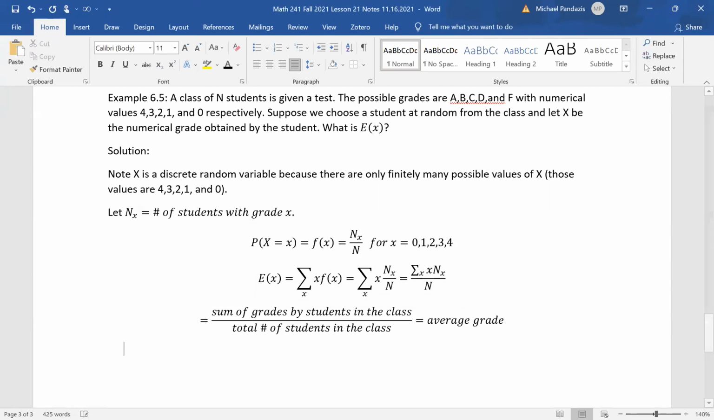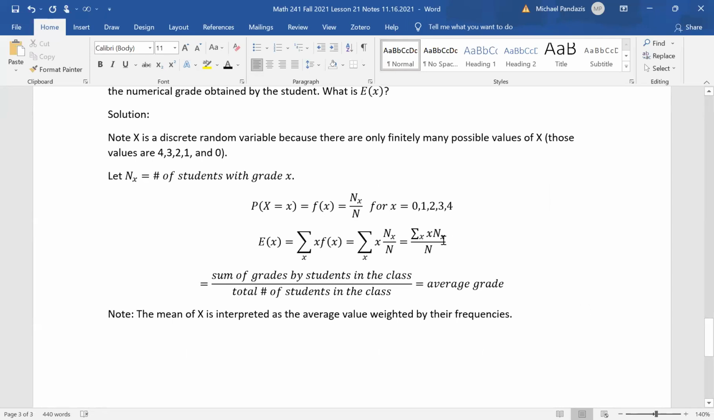Okay. So each example can be a little different, but in this example, the mean of capital X is interpreted as the average value weighted by their frequencies. Weighted by their frequencies because you're taking each possible score and multiplying it by the number of students who receive that score. The n sub x is the frequency of each grade little x. The number of times grade little x appears is n sub x, the number of students who got that grade.